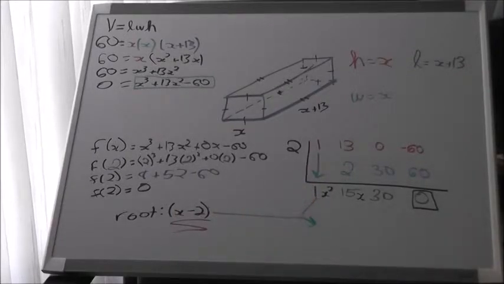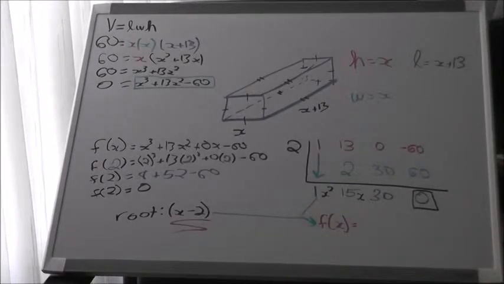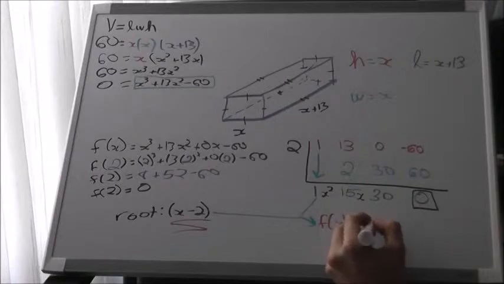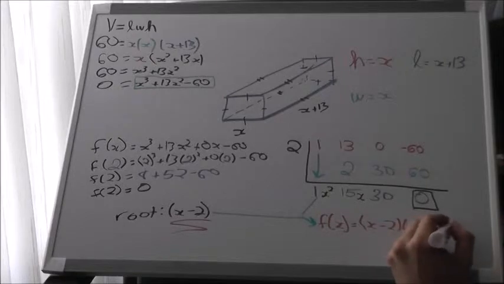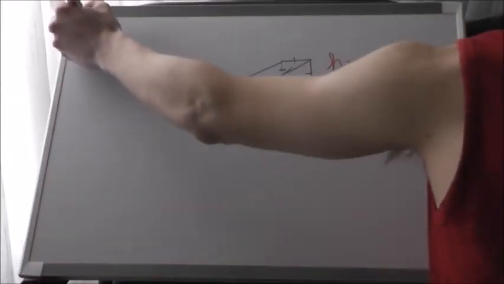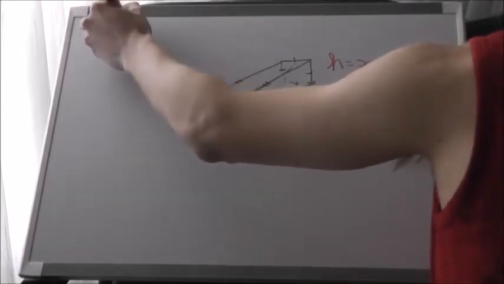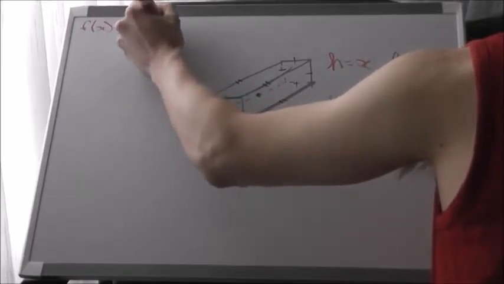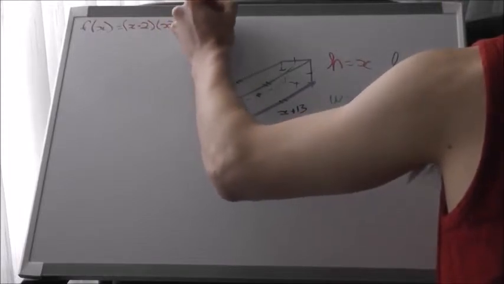Now you want to put together your root and your factored equation to make one equation, which is f of x is equal to bracket x minus 2, close the bracket, times x squared plus 15x plus 30. Now we're going to rewrite our equation, which is f of x equals x minus 2 times x squared plus 15x plus 30, and then close the bracket.